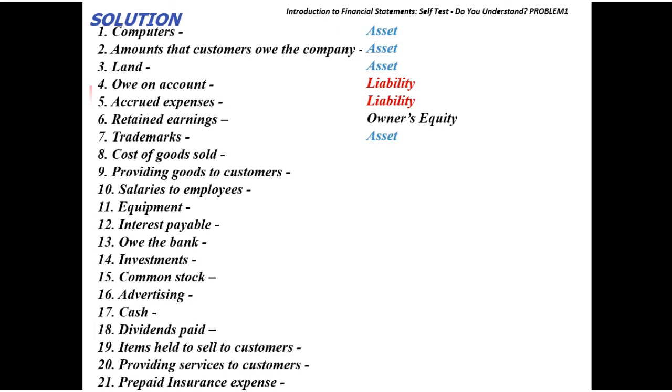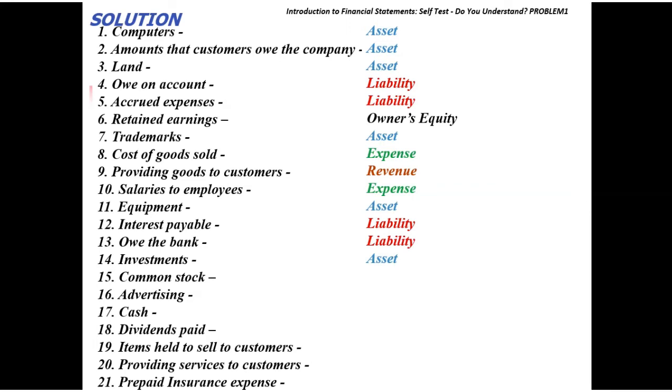Cost of goods sold: expense. Providing goods to customers: revenue. Salaries to employees: expense. Equipment: asset. Interest payable: liability. Owe the bank: liability. Investments: asset.